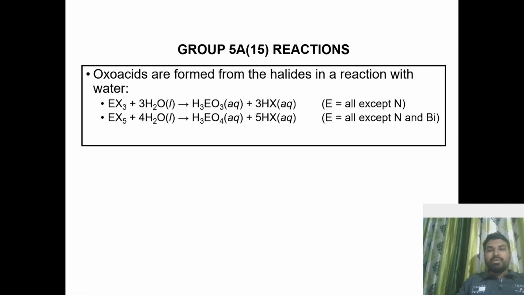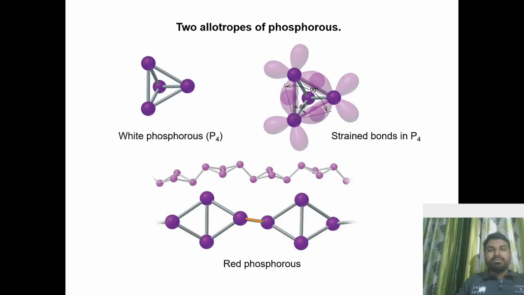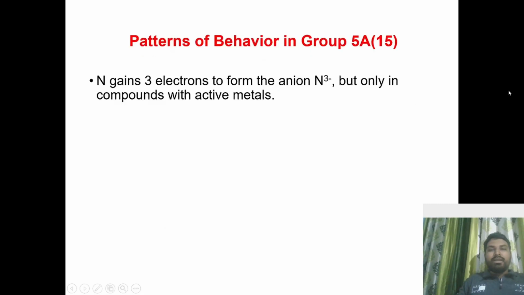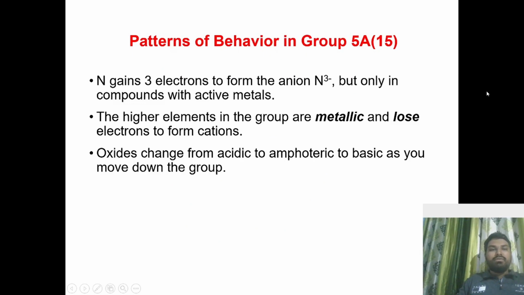Oxyacids are formed from the halides in a reaction with water. These are the two allotropes of phosphorus: white phosphorus, strain bonded in P4, and red phosphorus. Now, patterns of behavior in group 15 elements.